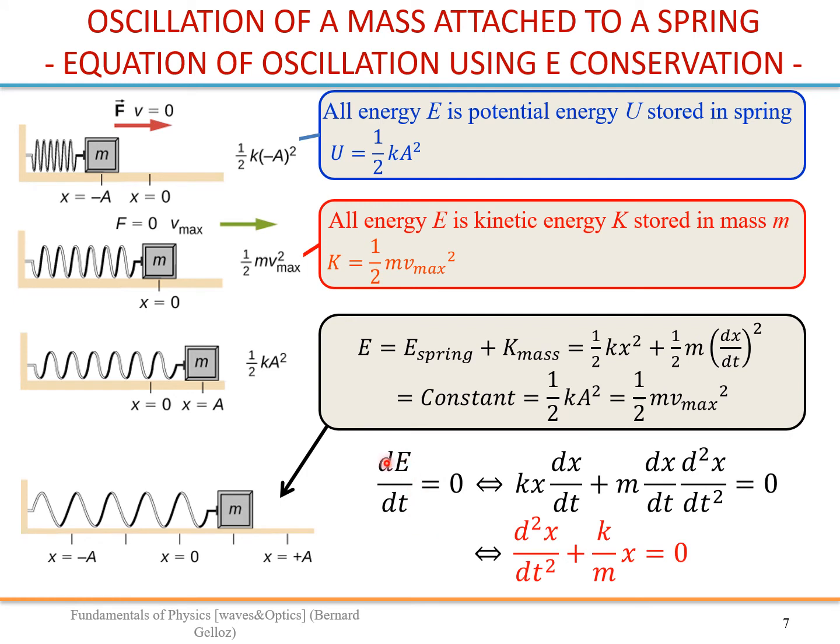So if we do that, dE/dt equals 0, we get, so you take the derivative of that, the 2 will cancel with that one, you have kx and the derivative of x, plus, again the 2 will disappear with this one, you have m, dx/dt, and the derivative of dx/dt, which is the acceleration, equals 0. So you can rewrite it like this, which is exactly the same equation we got before when we applied Newton's second law.